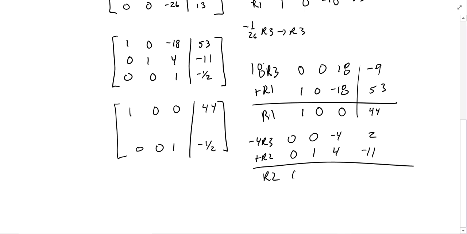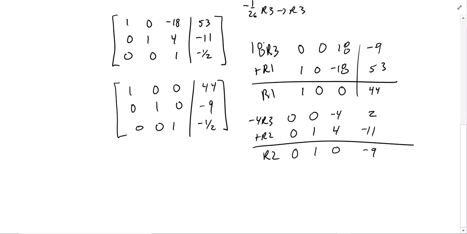And as you add, 0 plus 0 is 0, keeping a 0 here in that first column. 0 plus 1 is 1, keeping the 1 right there in the second column. Negative 4 and positive 4 make 0. And 2 plus negative 11 is a negative 9. So there we have our row reduced matrix. That's as far as we can go.